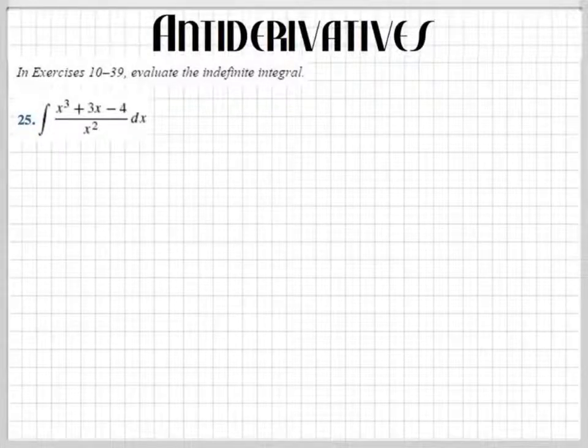Alright, here's another one. This is a big old fraction. Instead of just trying to do something fancy with it, we can manipulate it by dividing everything by x squared. So I'm going to divide everything by x squared to make them look a little nicer.